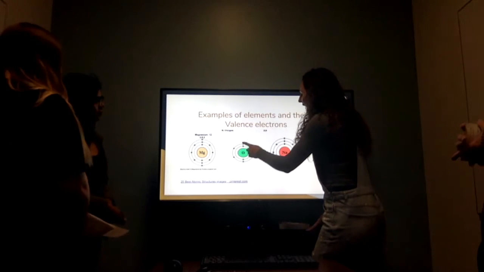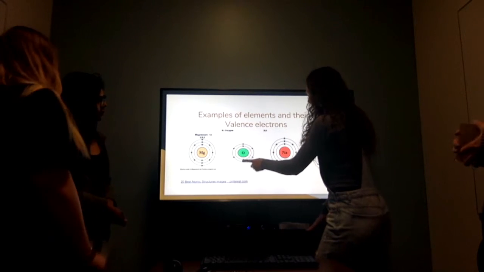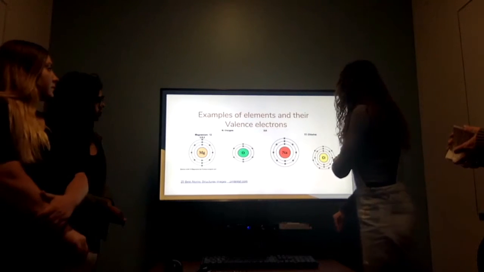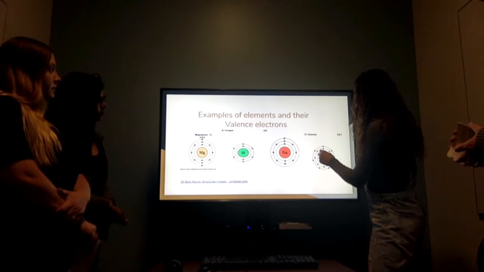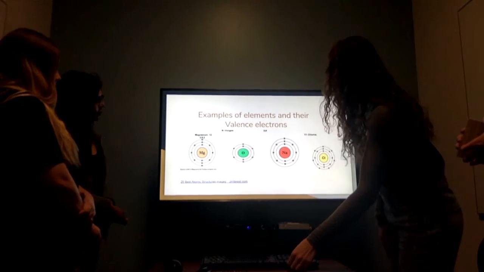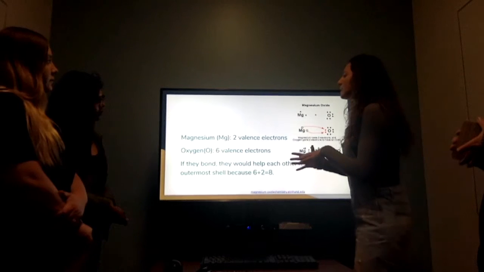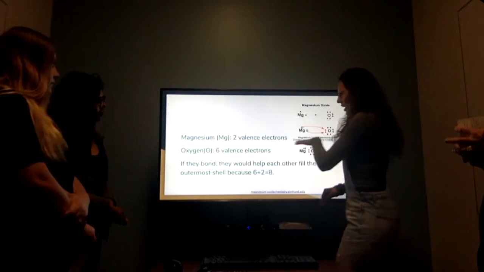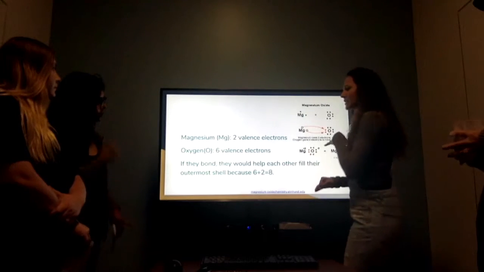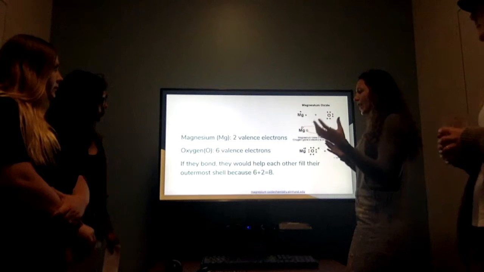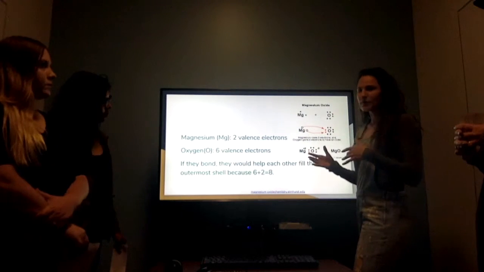In oxygen, we have 6 on the outermost shell. In sodium, we have only 1. And in chlorine, we actually have 7. So let's look at magnesium and oxygen. Magnesium has 2 valence electrons, and oxygen has 6 valence electrons. So if they bond together, they would help each other fulfill the outermost shell because 6 plus 2 equals 8.